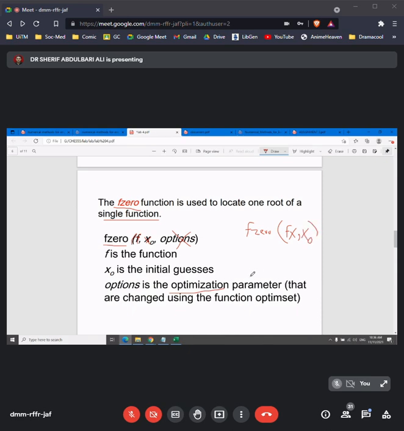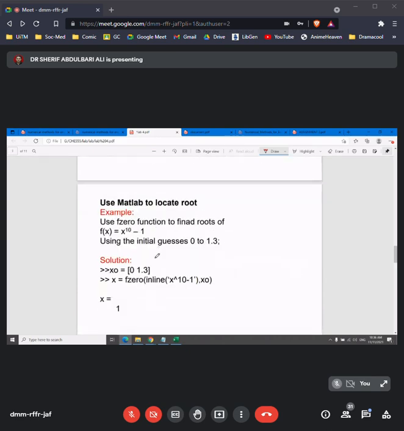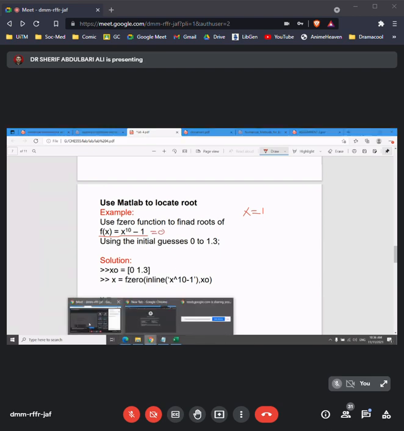Our example is that we need to find the root of this function in Matlab, which is x to the power 10 minus 1. The true value for this function to be equal to 0 is x equal to 1. This is the true value, because 1 minus 1 is going to be equal to 0. So let's see how we can do this using Matlab.